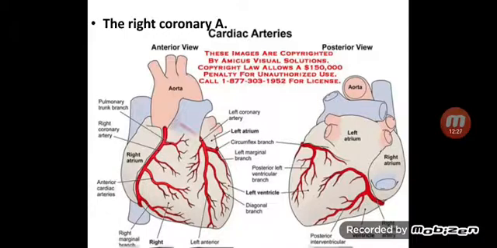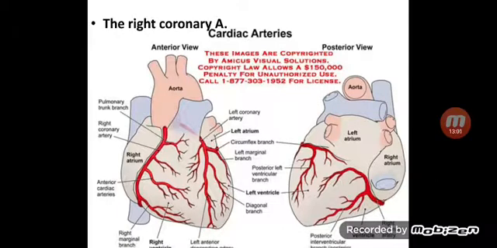First is the right conus artery. The right conus artery supplies the pulmonary conus, which is the region of the infundibulum of the right ventricle. If you remember, we mentioned this region in previous lectures. It supplies the pulmonary conus or infundibulum of the right ventricle and the upper part of the anterior wall of the right ventricle. Next is the anterior ventricular branches.